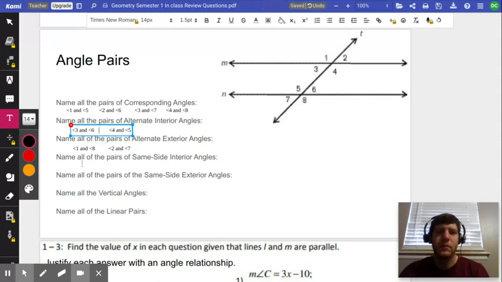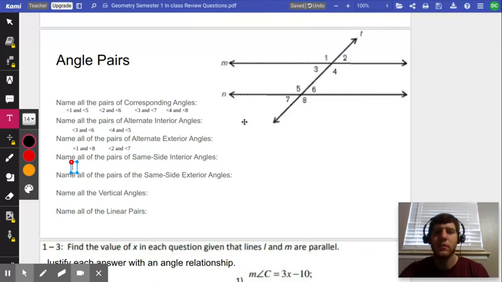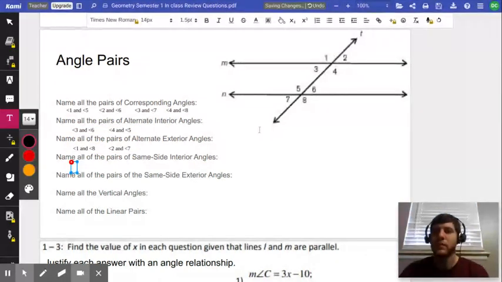Okay, same side interior. So they're on the same side of the line T, the transversal, and then they're in between your two lines here, M and N. So 3 and 5, and then 4 and 6. So same side interior are going to be angle 3 and angle 5. And then angle 4 and angle 6.